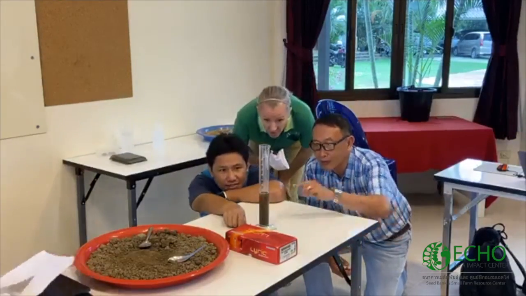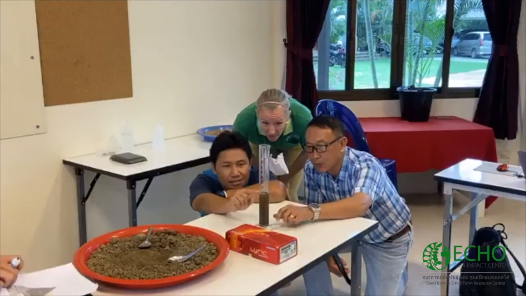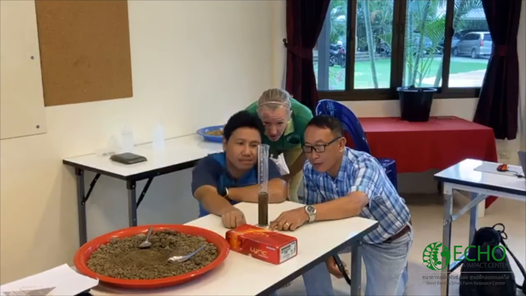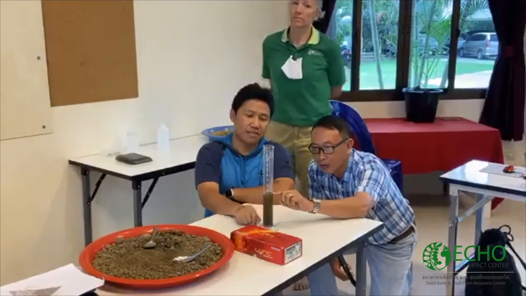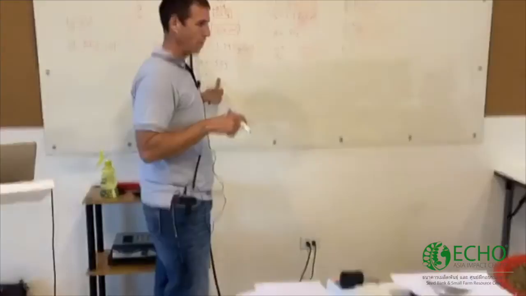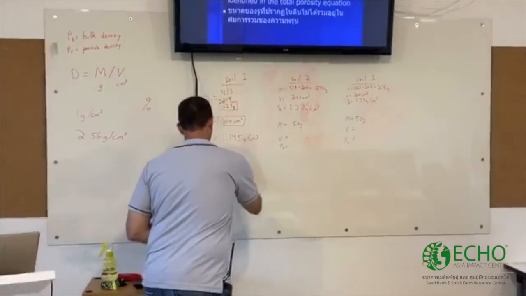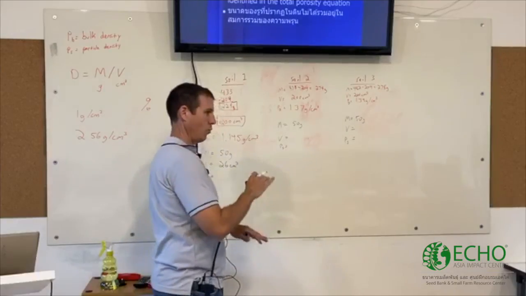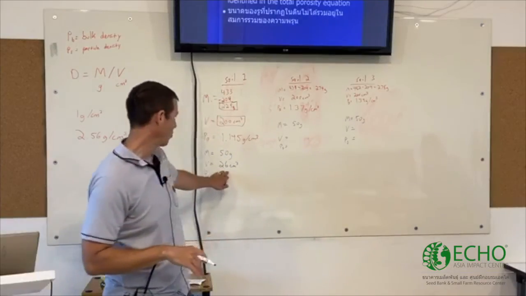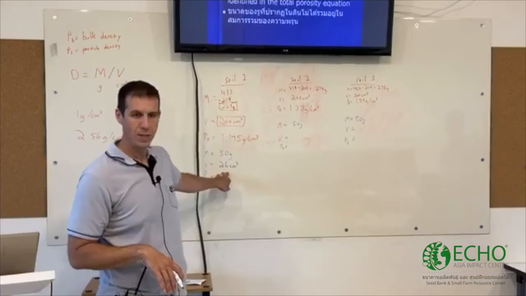120, 26? Okay, so we will say that's 26. 26. So we're going to take out the 100 of the water, right? So the volume of our soil is 26.